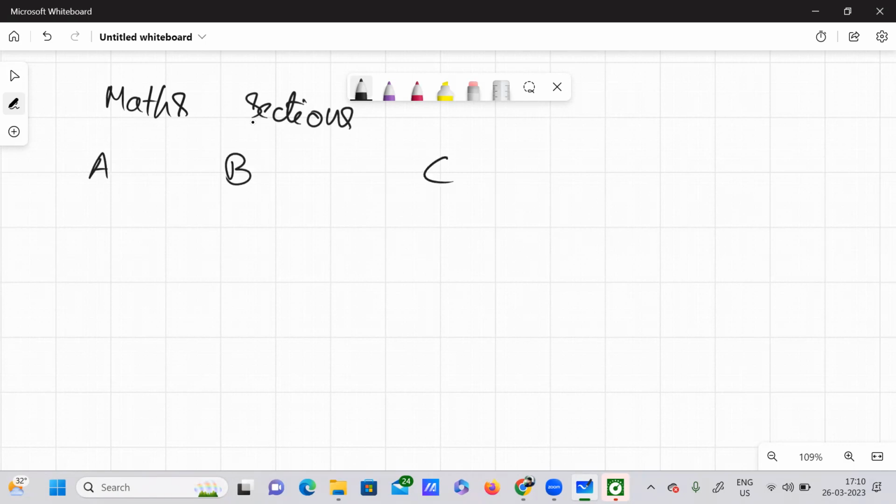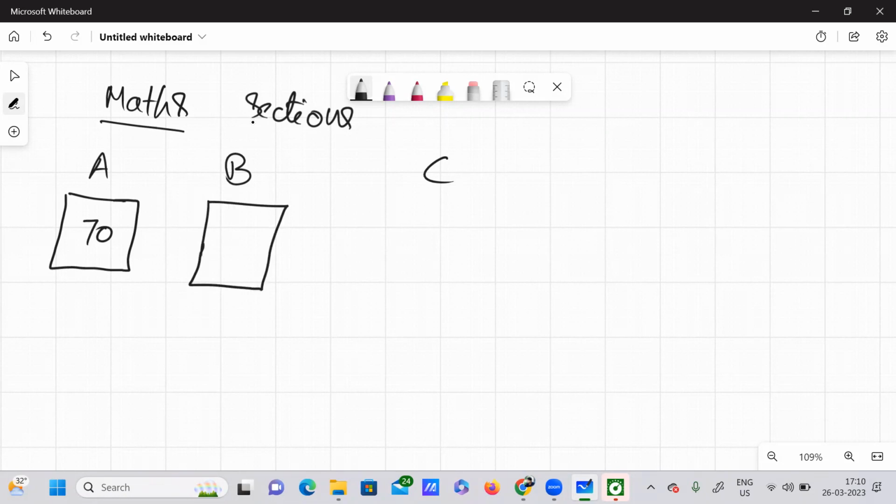For example, I'm just taking the average marks that are obtained in this particular subject, that is maths, in section A. On an average, each person has got maybe 70. And in the B section, on an average, the students have got 75 marks. And in the C section, these students have got 80 marks here. There are three different groups here. This is the first group, this is the second group, and this is the third group.